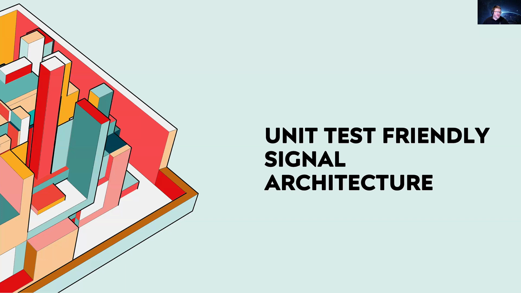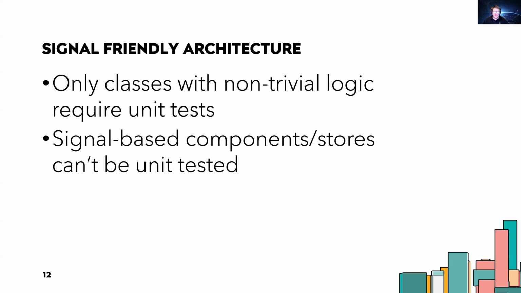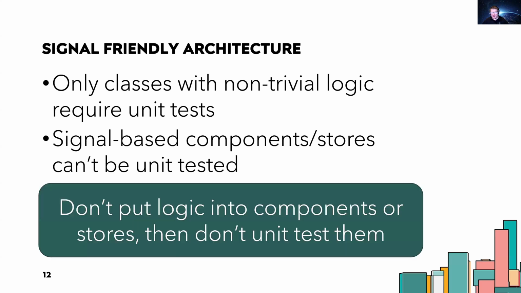Thankfully, with a few minor adjustments to the architecture of an Angular application, these restrictions can be bypassed in such a way that all the important logic remains highly testable. I'm calling this solution a signal-friendly architecture. It's based on two facts. The first one being that you only need to unit test classes that contain non-trivial logic. And the second fact, the one that I just established, that signal-based components and stores cannot be unit tested. Put those two things together, and I've come to the conclusion that the best approach is to simply avoid putting logic in components and stores, and then don't unit test them, since there's nothing interesting to test anymore.